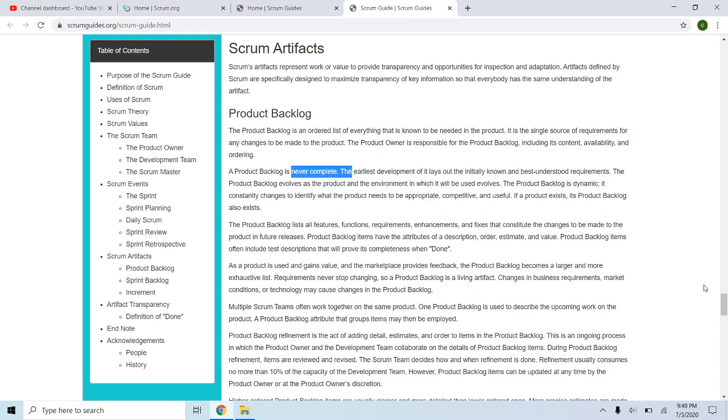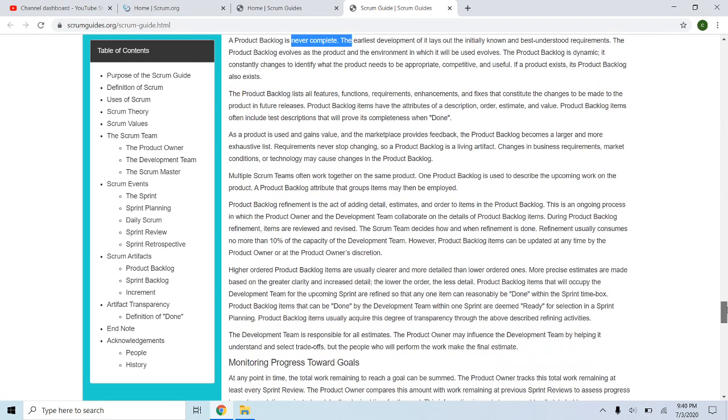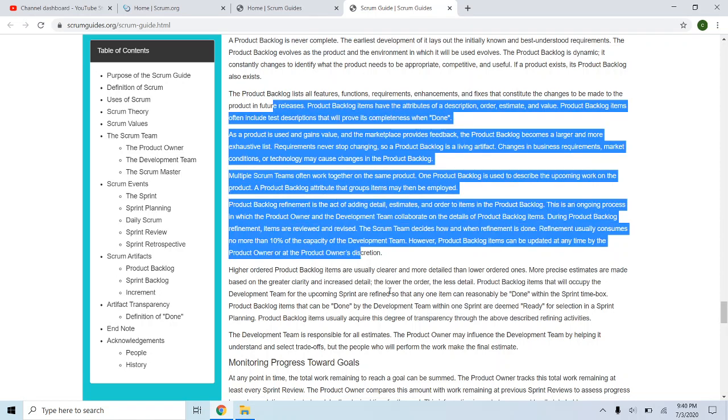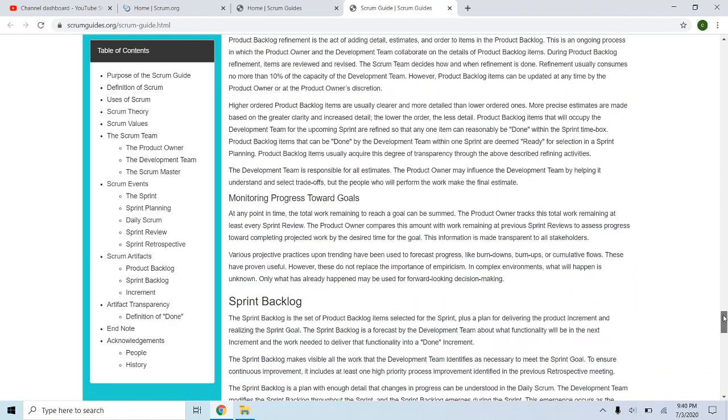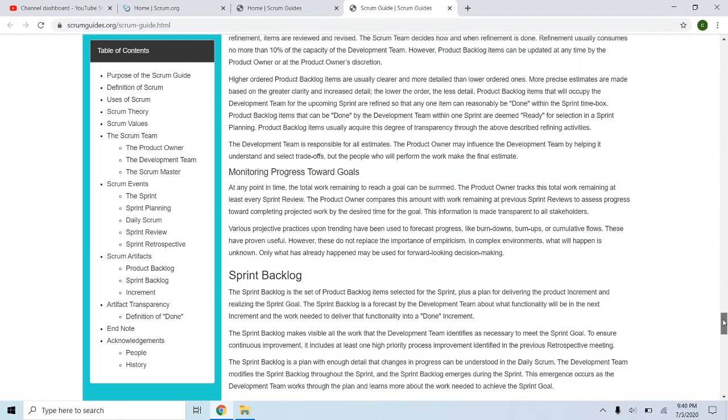Never complete. Scrum is dynamic. There are always going to be things that are changed and added. So if you want, you can review this in your own time, but it really just tells you quite a few different things about the backlog, including the items that will occupy the development team, what's reasonably done within the sprint time box. Think of it as your list of items to complete, and that's a very, very loose definition.